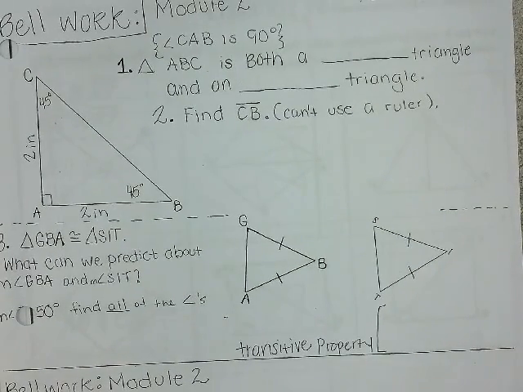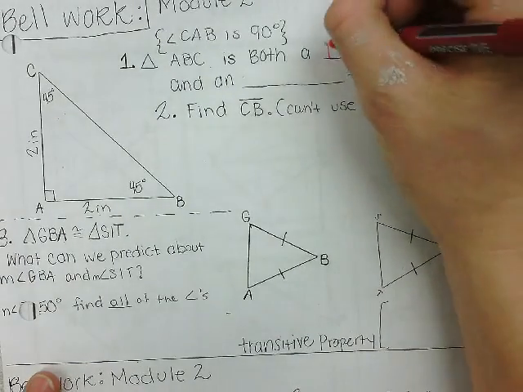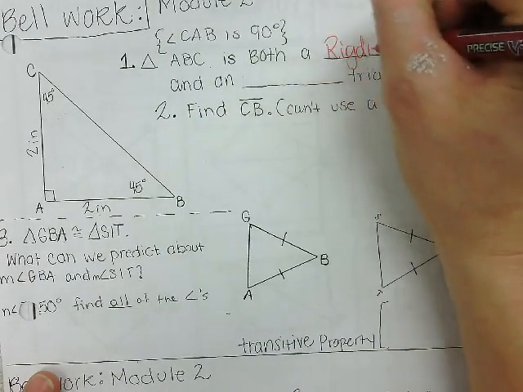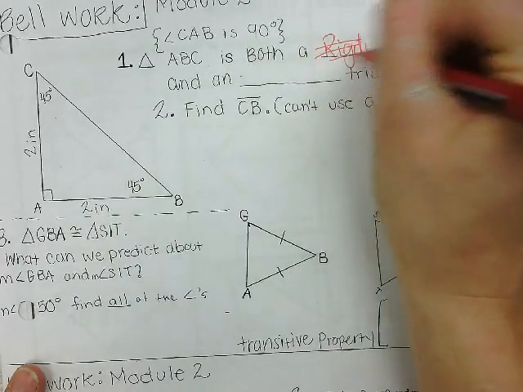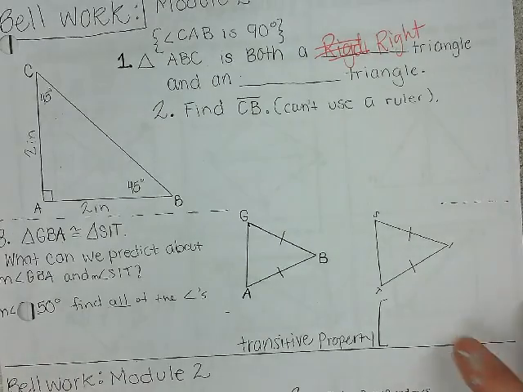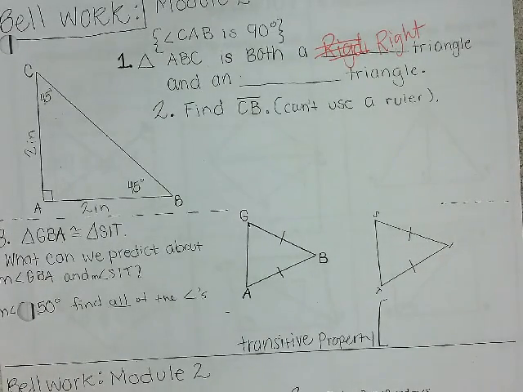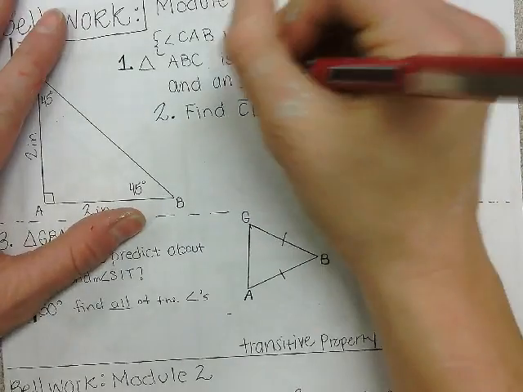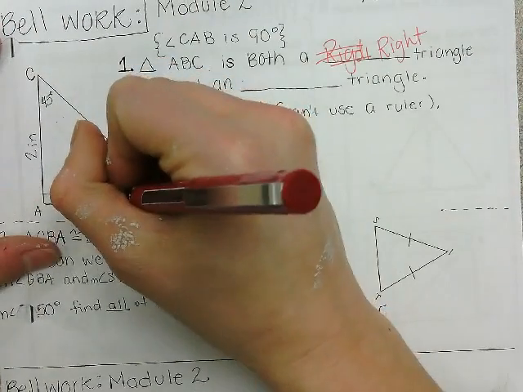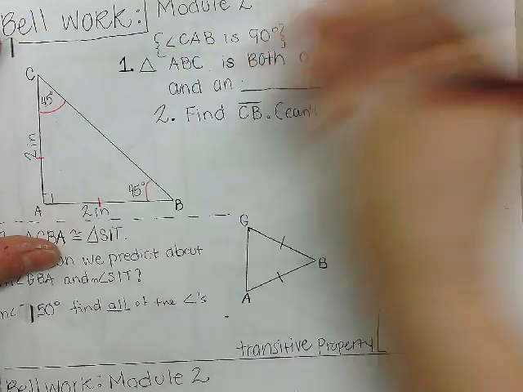Triangle ABC is both a blank triangle. What's the first one? Right. What was I trying to spell? Okay, and then it's also an isosceles. How do we know it's isosceles? Two congruent sides and two congruent angles.